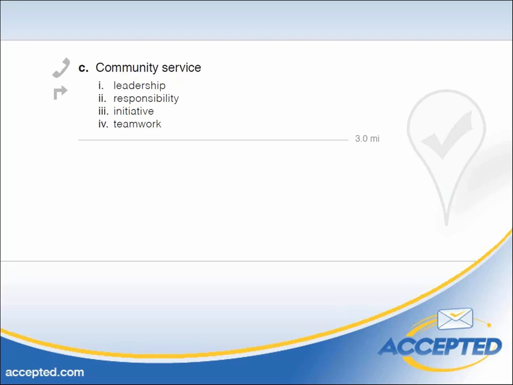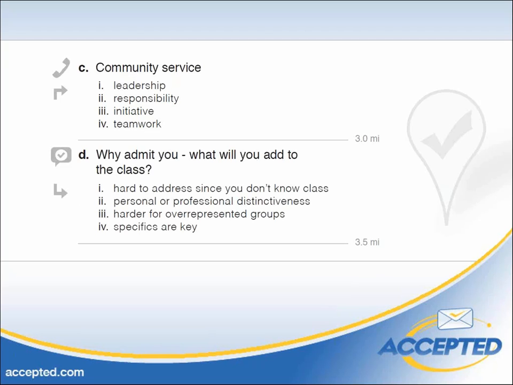Finally, there's another pillar of a competitive application, and it's probably the hardest one for you to assess in assessing yourself vis-a-vis competition, and that's what I call the why admit you factor. What will you add to the class? It's really hard to address since obviously you don't know your competition. It's somewhat easier if you're from an underrepresented minority, or you come from a country that doesn't send many applicants to business school. It's harder for overrepresented groups. But the key is to talk in terms of specifics.